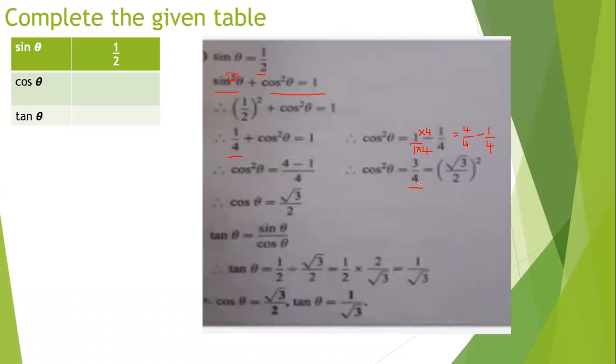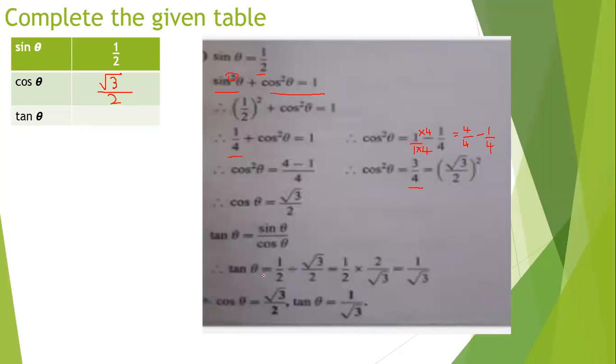Then we will take the square root on both sides. We will get cos theta is equal to the square root of 3, which is root 3, and the square root of 4 is 2. So we got cos theta as root 3 upon 2. We will write it in this table also, root 3 upon 2. Now we need to find tan theta. For tan theta, we have one formula, that is sin theta upon cos theta. With the help of this formula, we will get tan theta.